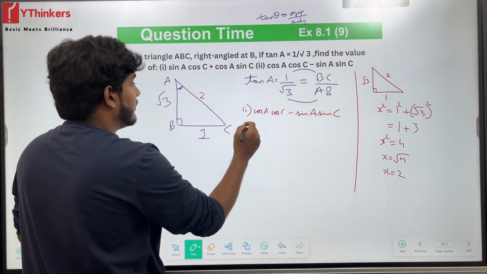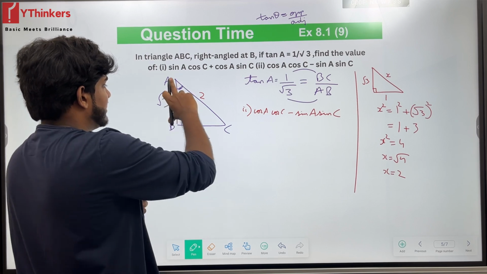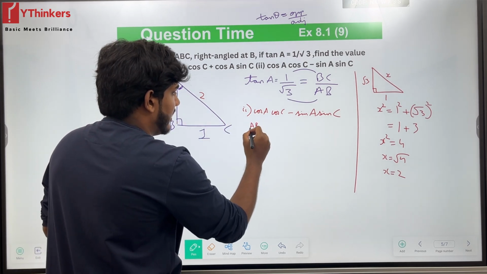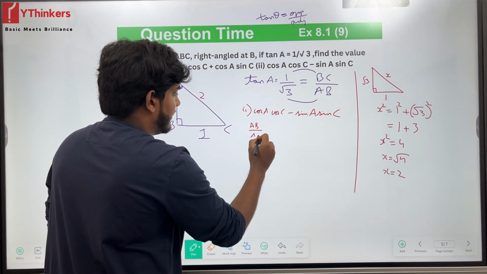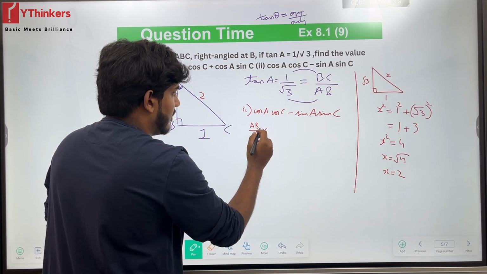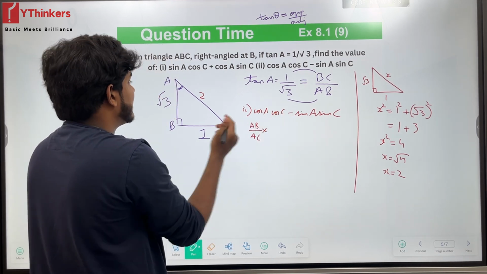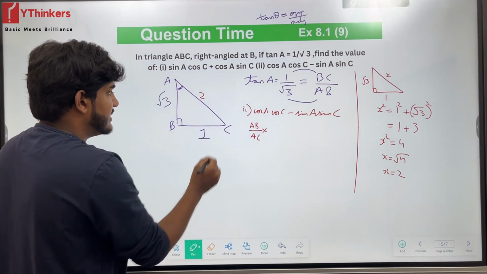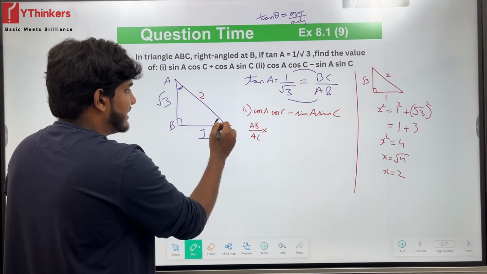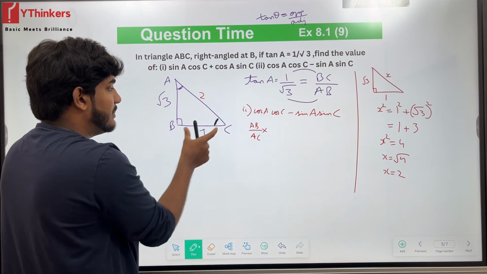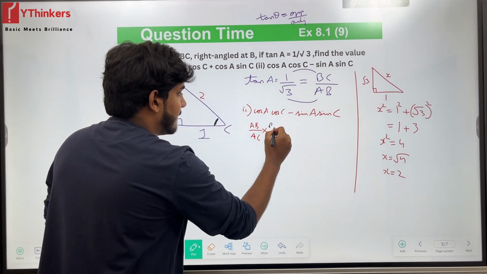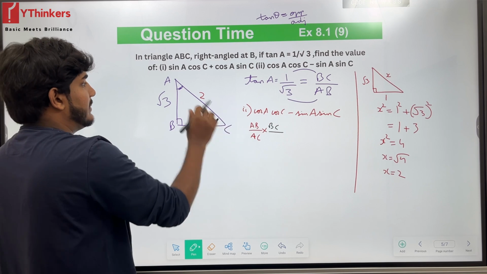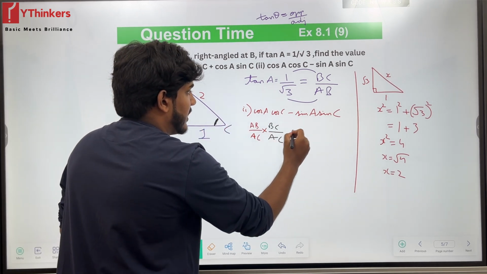Cos A is nothing but base, which is AB, by hypotenuse, which is AC, into cos C. So cos C is what? I'm taking angle C as a reference here. If I take angle C as a reference for cos C, the base will be BC divided by hypotenuse, which is AC. No problem. Minus sin A.